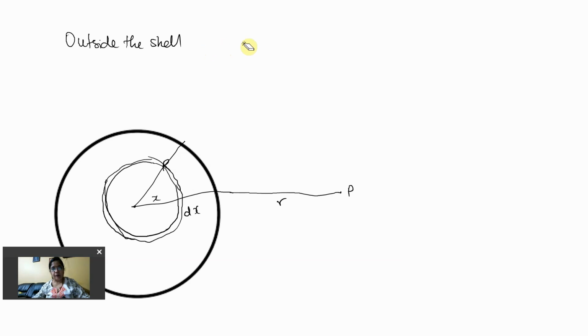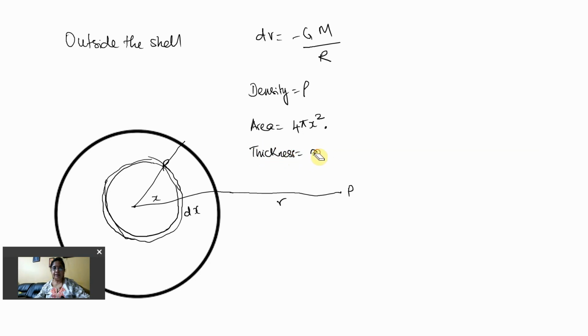So what do I have to find out now? I have to find out dV due to this sphere. So dV is equal to minus GM by r, which means I need to find the mass and substitute for it. For finding the mass, the density is rho. The area is 4 pi x square, and the thickness is dx.